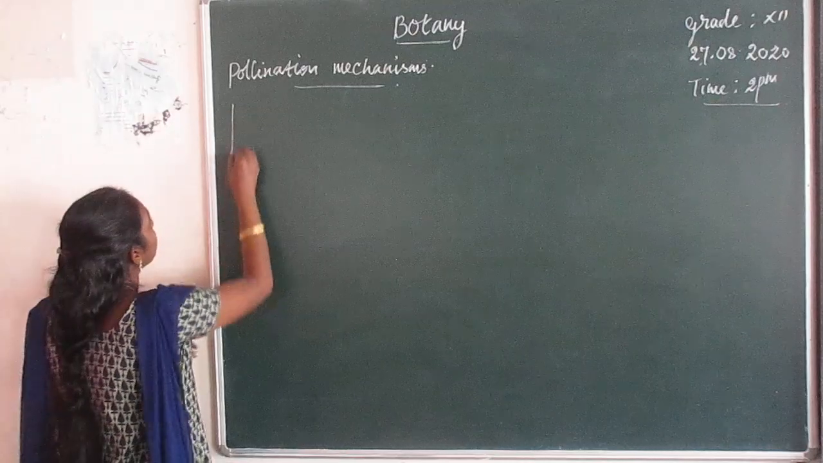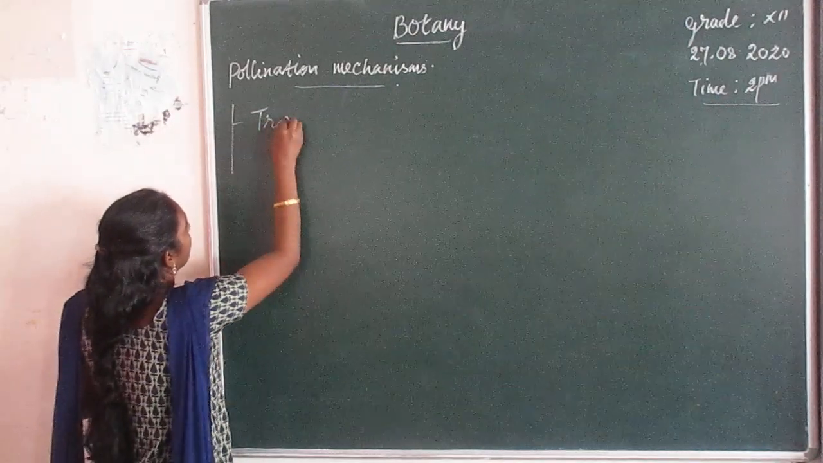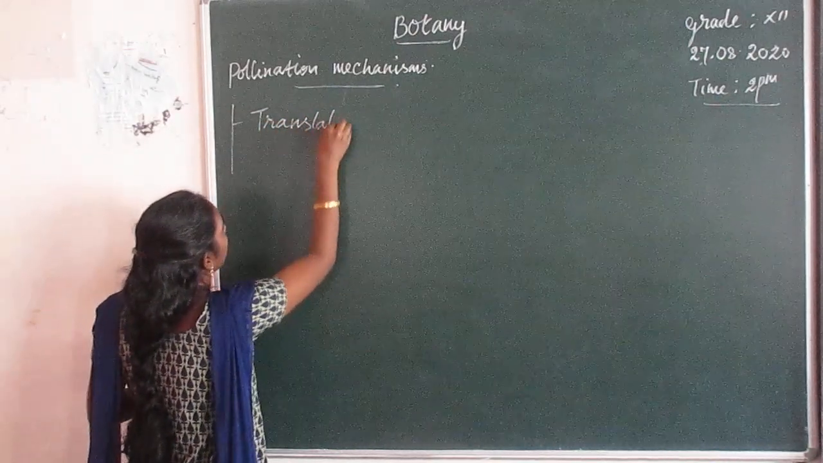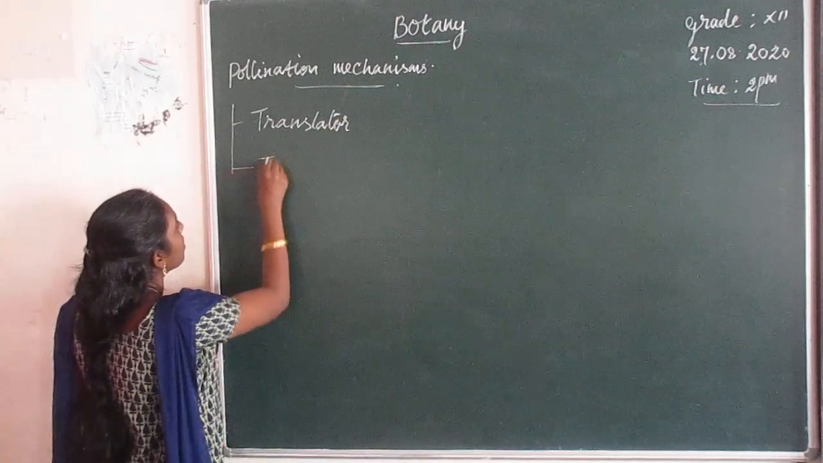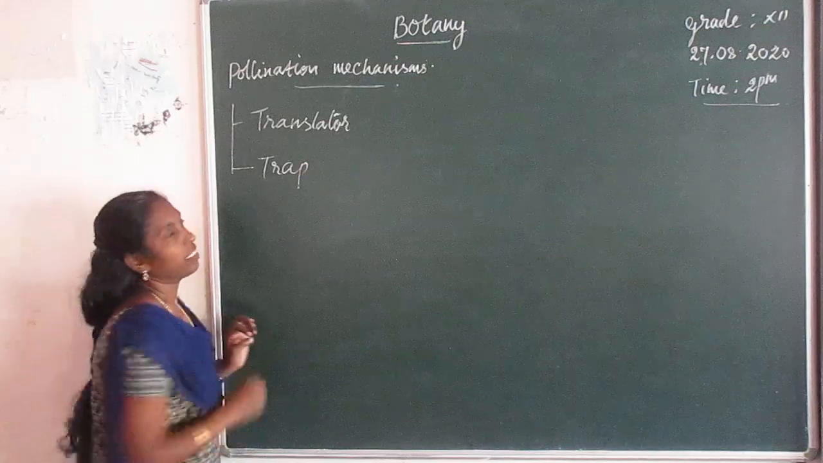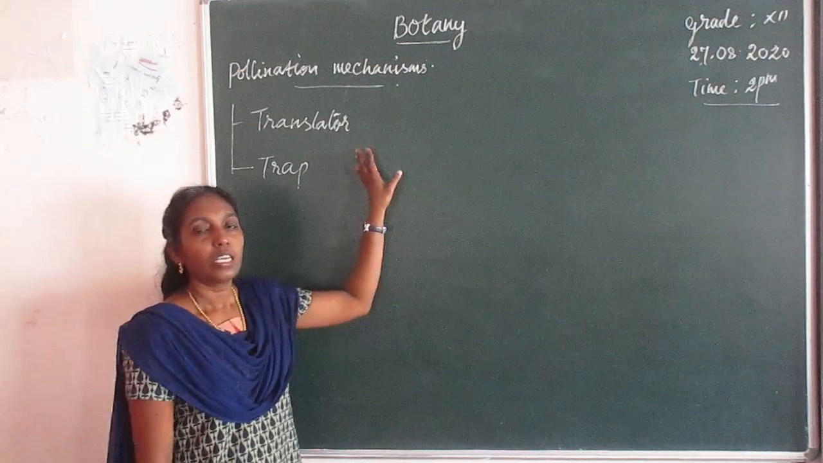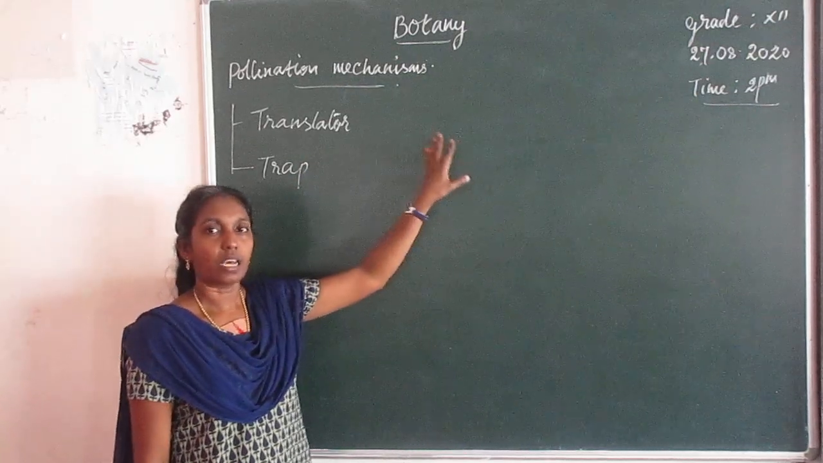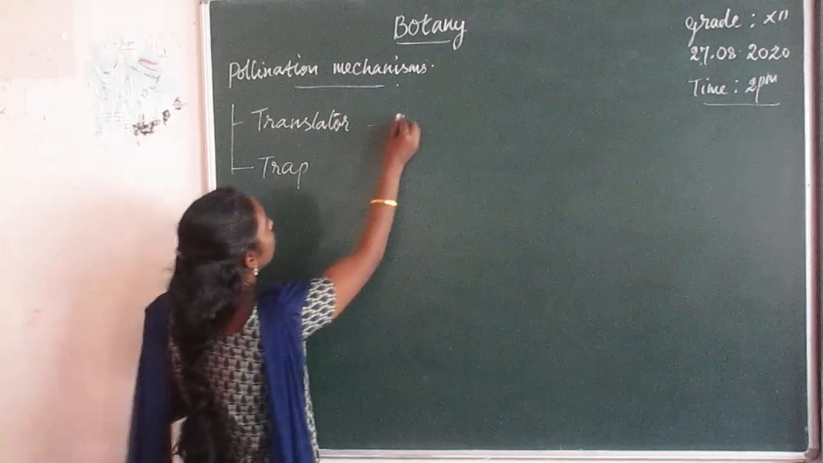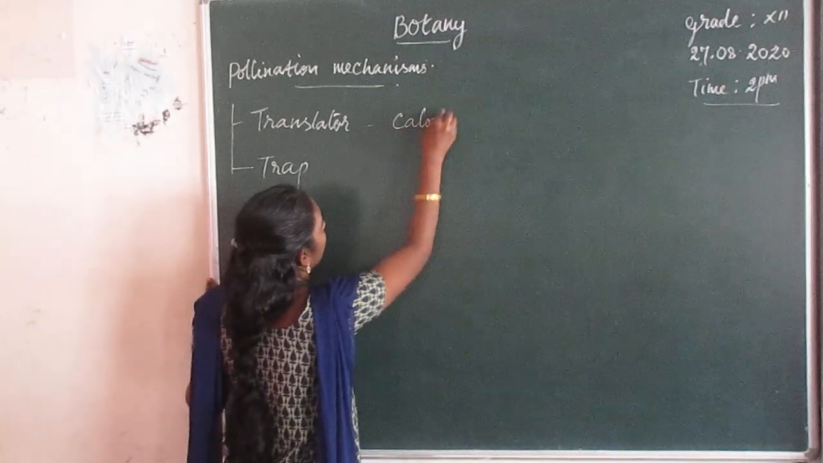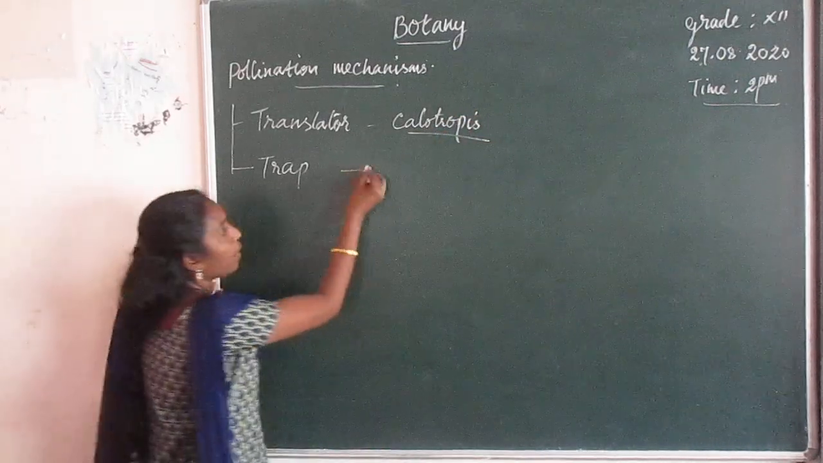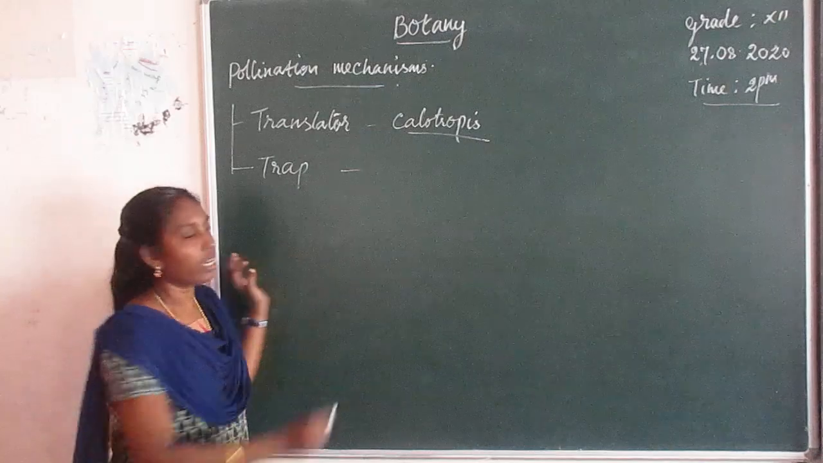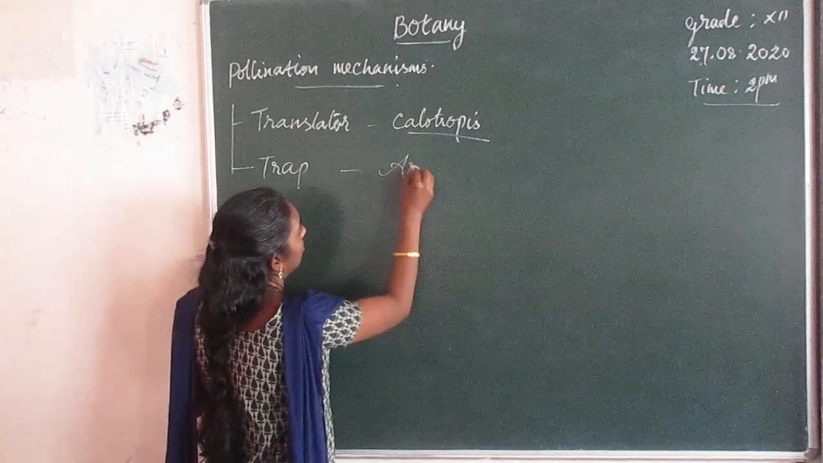First one, translocator mechanism and trap mechanism. Translocator mechanism is observed in the flower Calotropis. Trap mechanism is observed in the flower Aristolochia.